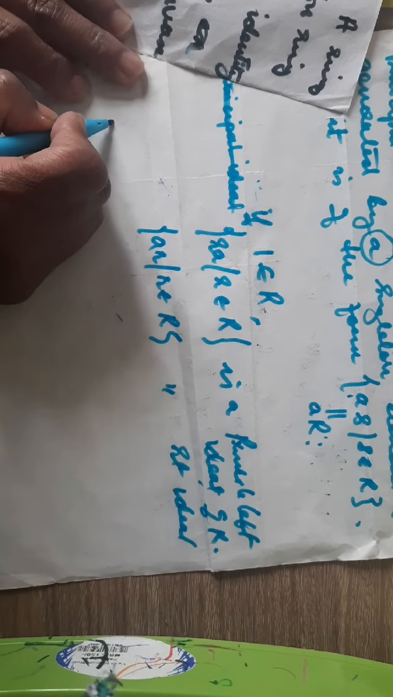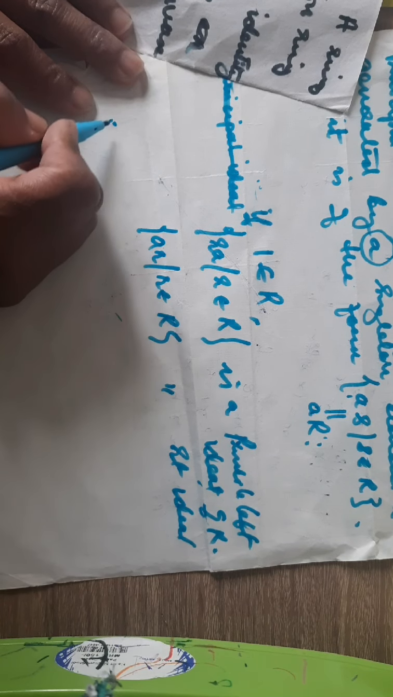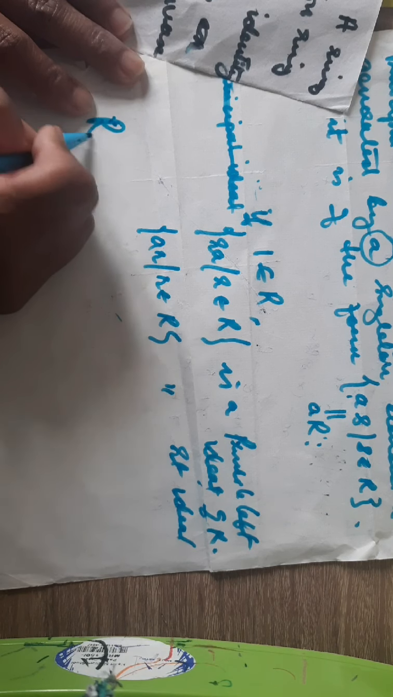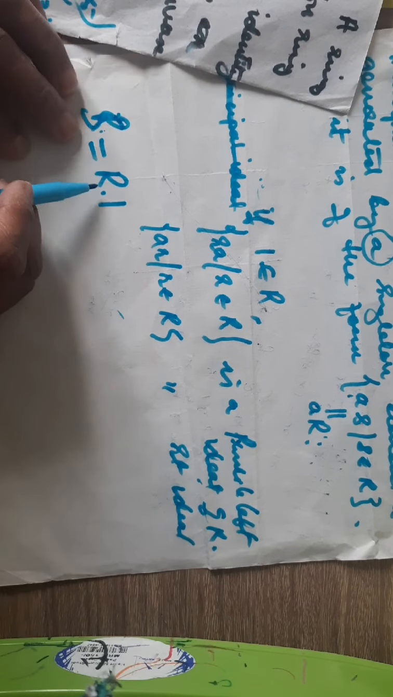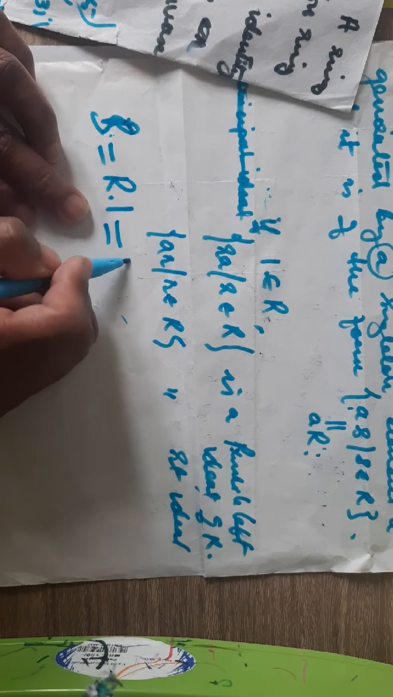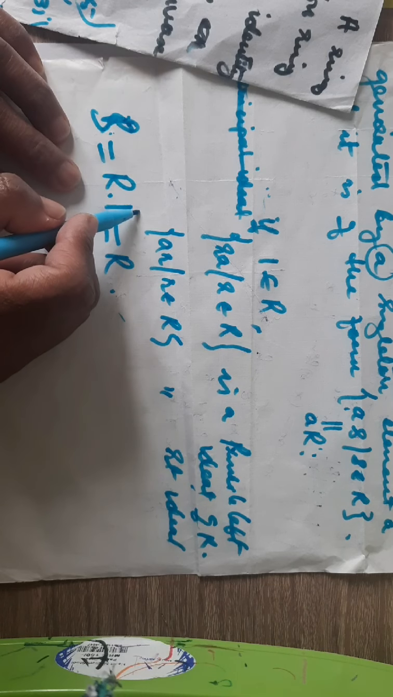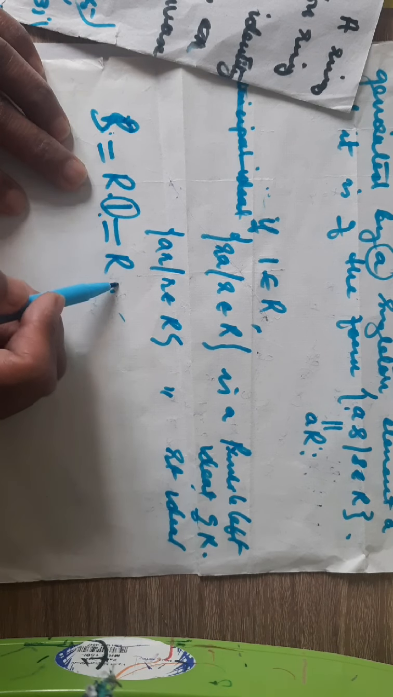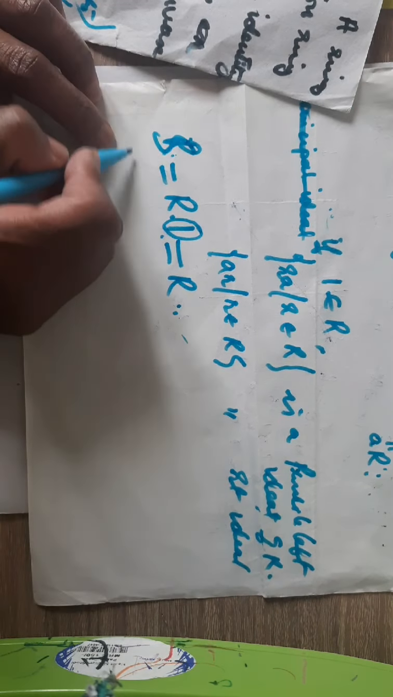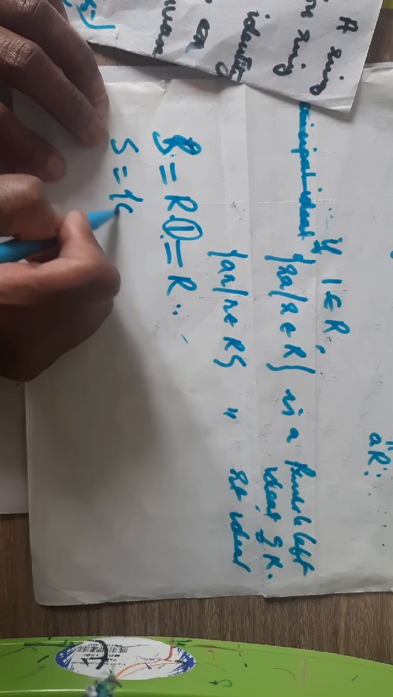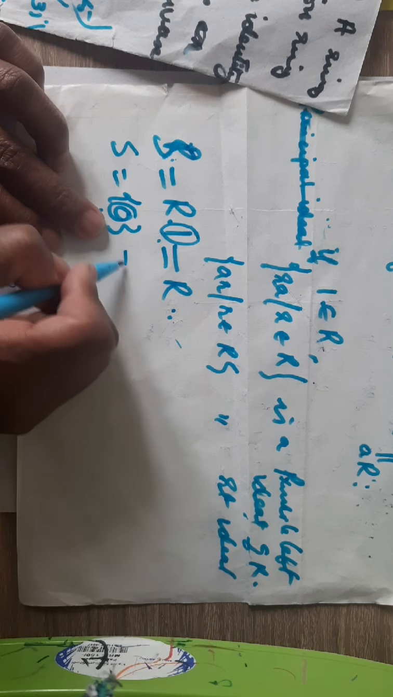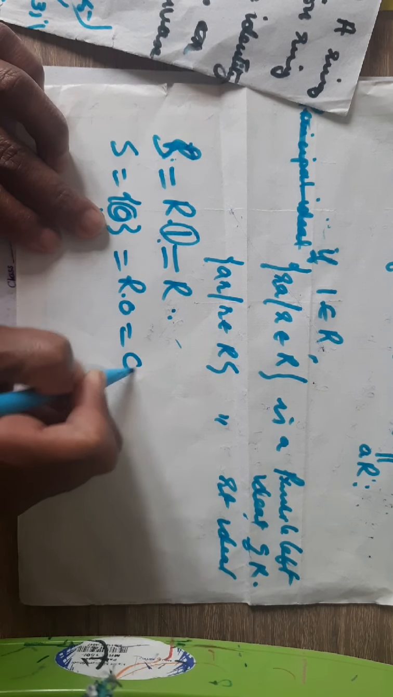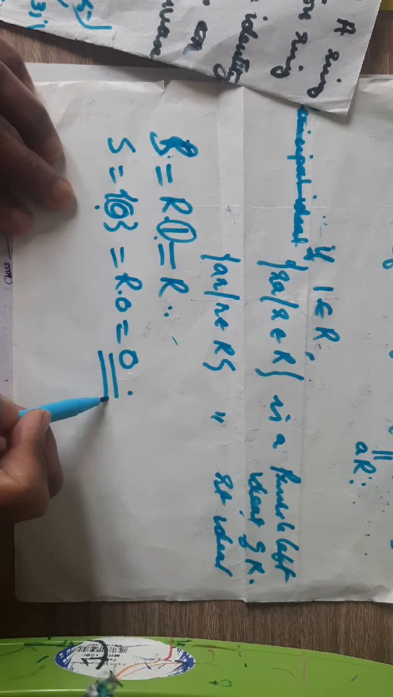Now, the ideal generated by 1 will be denoted by S, which is equal to R into 1. So this one is equal to R itself. So if it is the ideal generated by 1, then it will be the whole ring itself, and the ideal generated by a singleton element 0 will be equal to R into 0, which is equal to 0 itself. So it will be a zero ring.